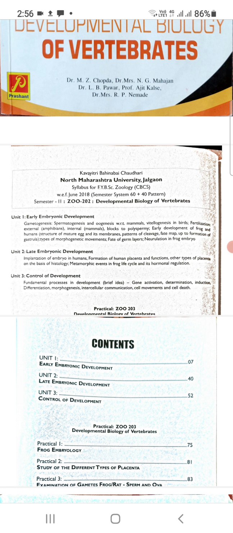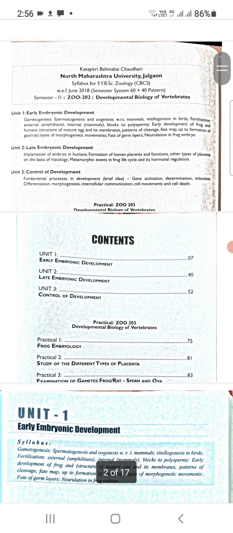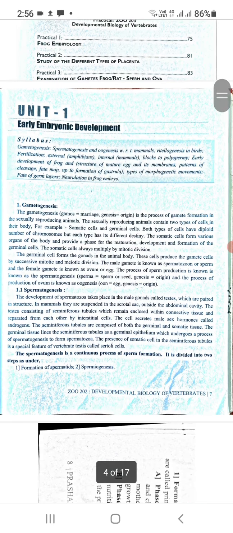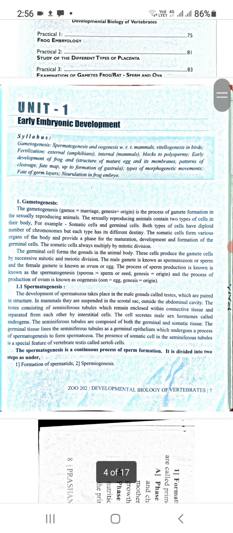Out of these three units, today we are discussing the first unit, the early embryonic development, in which we study the first chapter. The first unit is gametogenesis. What is meant by gametogenesis?